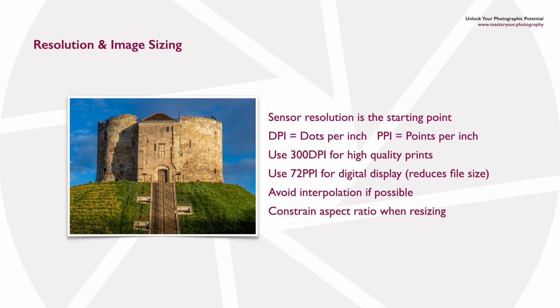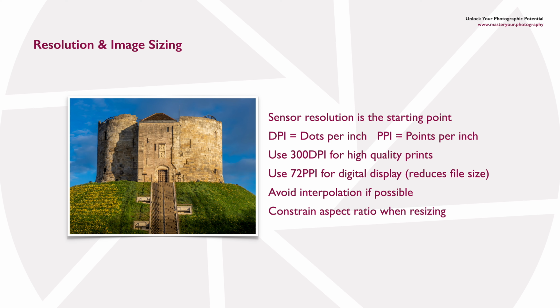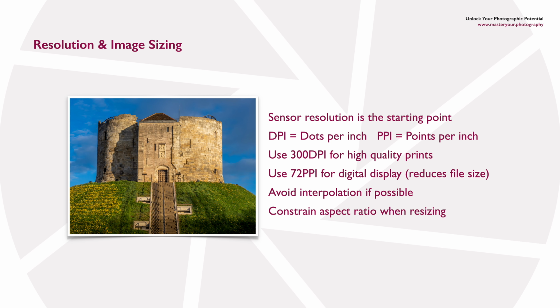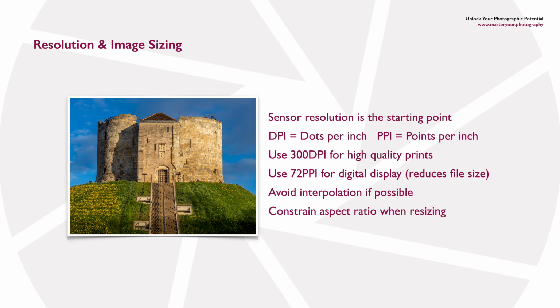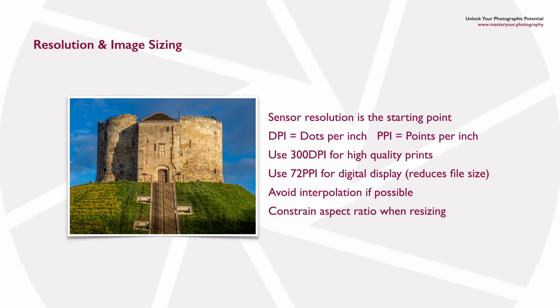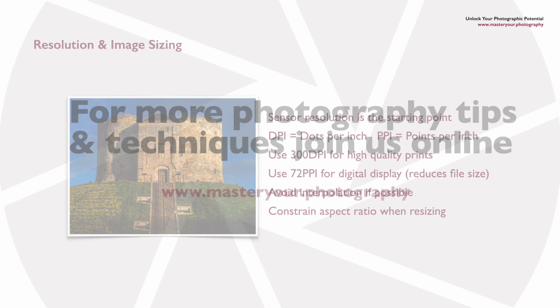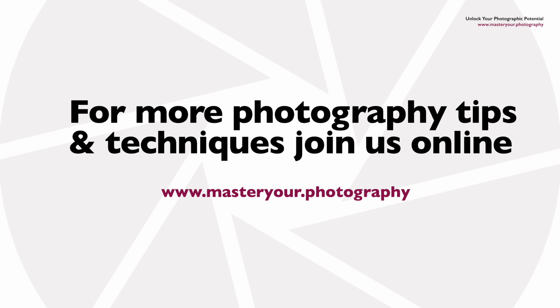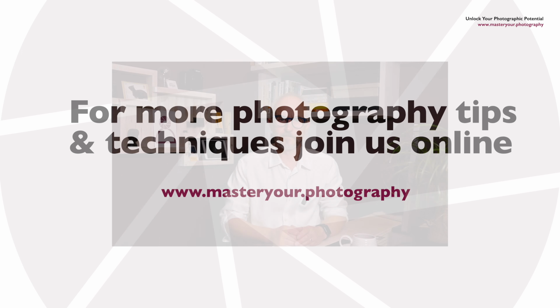So you should be using 300 DPI if you're producing high quality prints, and 72 PPI for any kind of screen display, which will also help to keep your file sizes smaller. Avoid any kind of interpolation if you possibly can, and remember to tick the constrain aspect ratio box when you resize your images.